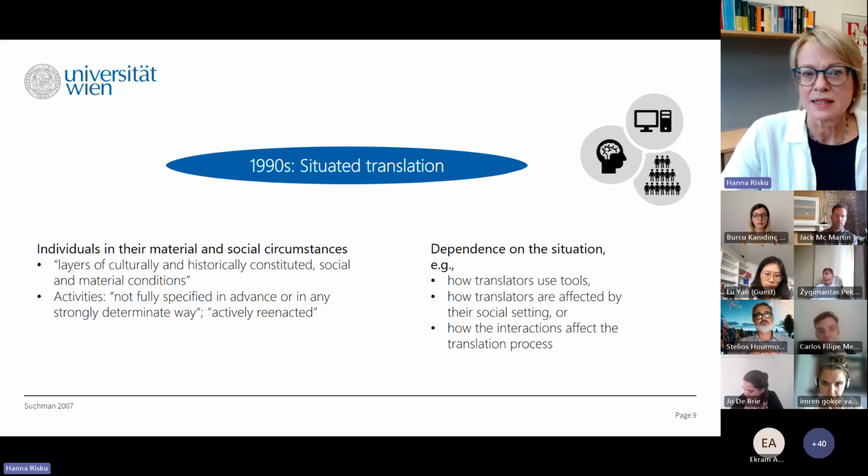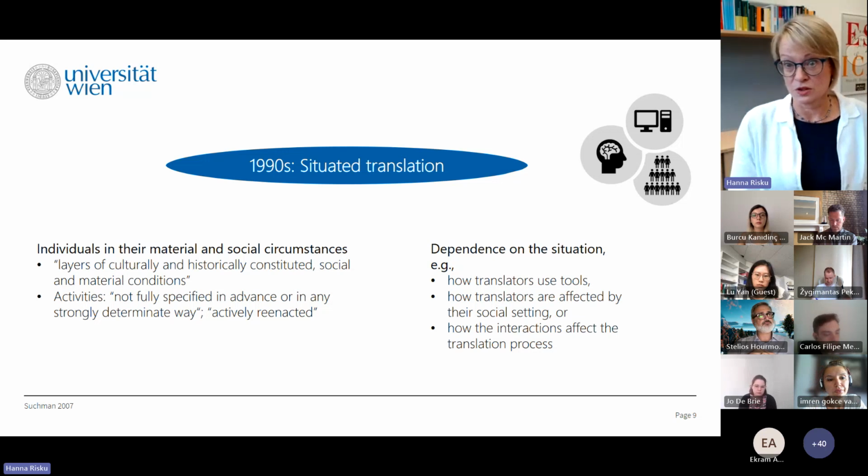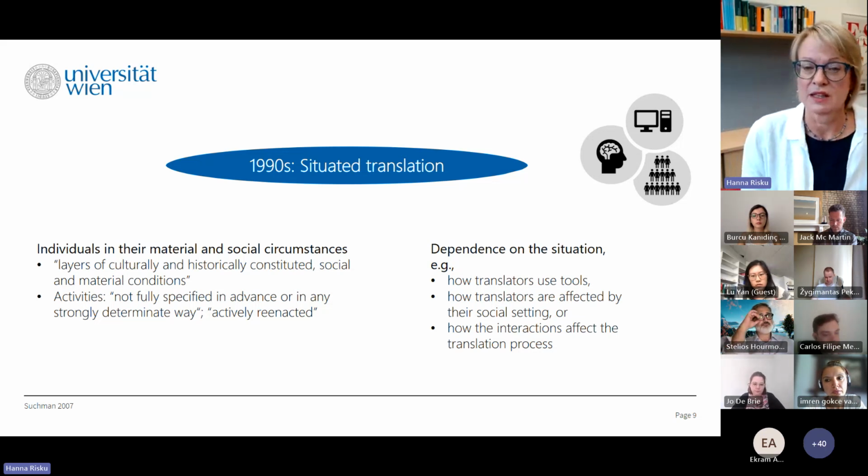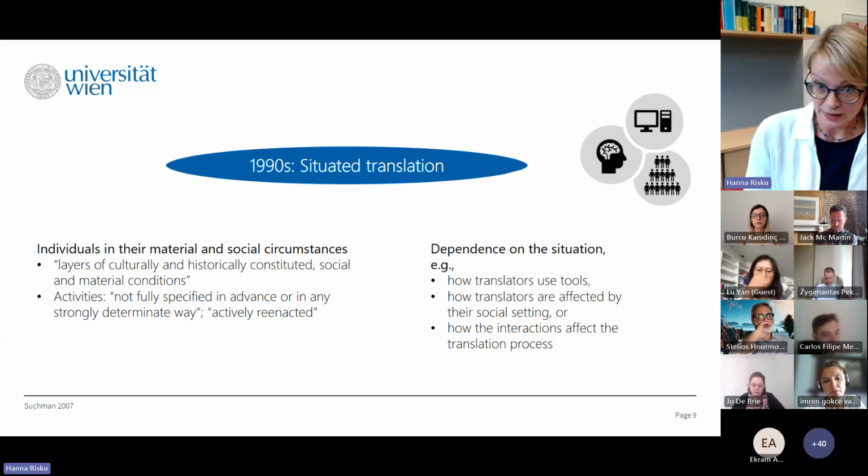And here, instead of emphasizing individual agency, the situated perspective stresses the circumstances in which an activity occurs. According to Lucy Suchman, these include layers of culturally and historically constituted social and material conditions that co-determine the activity and thus also translation. Any interpretation or action is always constructed and assembled in the here and now, depending on the unique situation. And of course, Lucy Suchman is one of the pioneers of situated cognition.